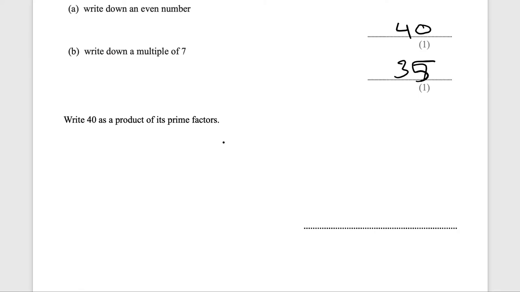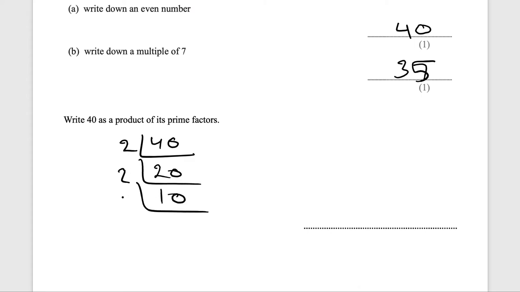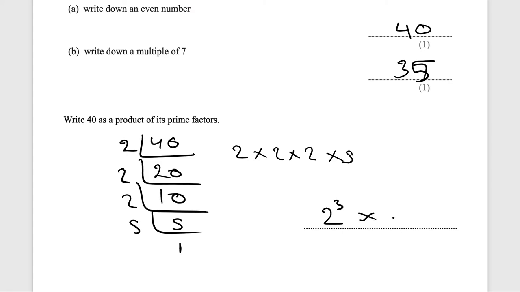Write 40 as a product of its prime factors. So let's have a look now. How do we work out the prime factors? Well, we can use it this way. 40, the smallest prime number is 2, that goes into 20, still goes into 10, 2 goes into 10 five times, and then 5 goes in once. So you could write 2 times 2 times 2 times 5, or you can write 2 cubed multiplied by 5 in index form.